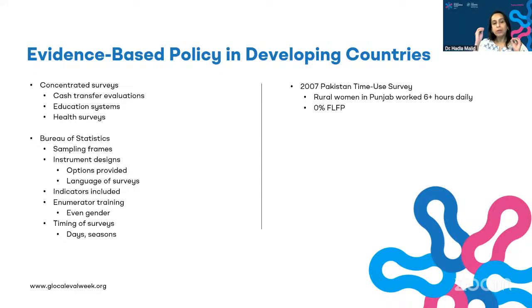So you have to think about the timing of the survey. You have to think about which days you go, which seasons you go in. And if you want to be truly representative, sometimes you'll have to change the mode of your surveys. You'll perhaps have to couple your face-to-face surveys with follow-up phone interviews, which is what I've done in certain instances.